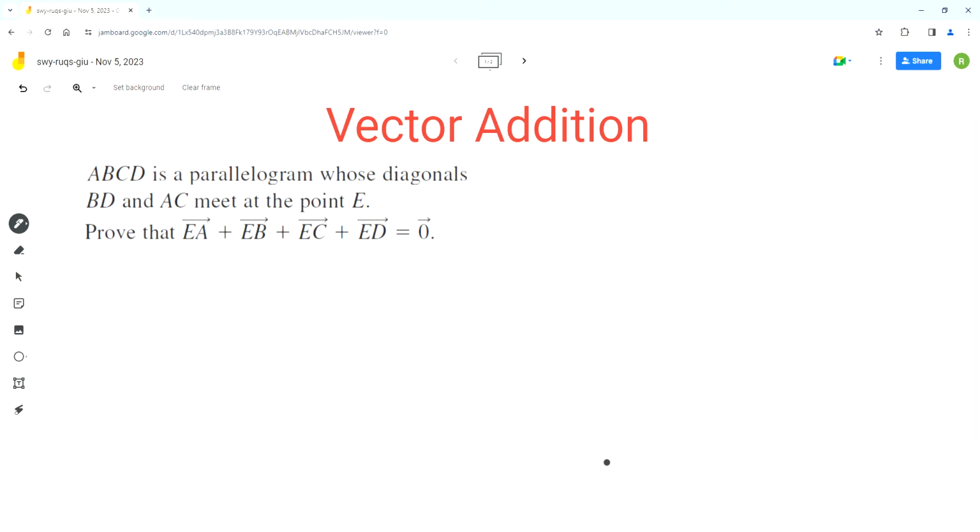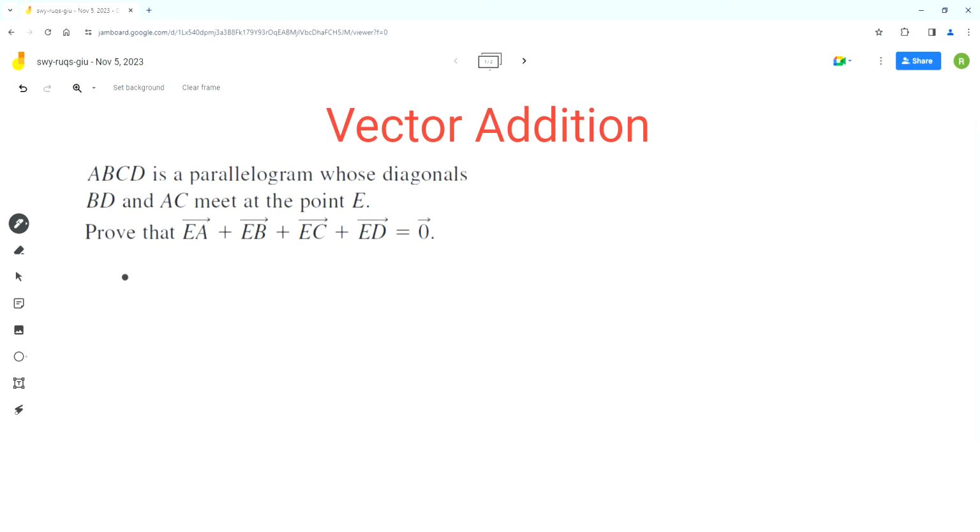So in this video, we'll solve this problem based on the concepts of vector addition. As per the problem, ABCD is a parallelogram whose diagonals BD and AC meet at point E. And we have to prove that vector EA plus vector EB plus vector EC plus vector ED is equal to 0. So the first step here is to draw a diagram.